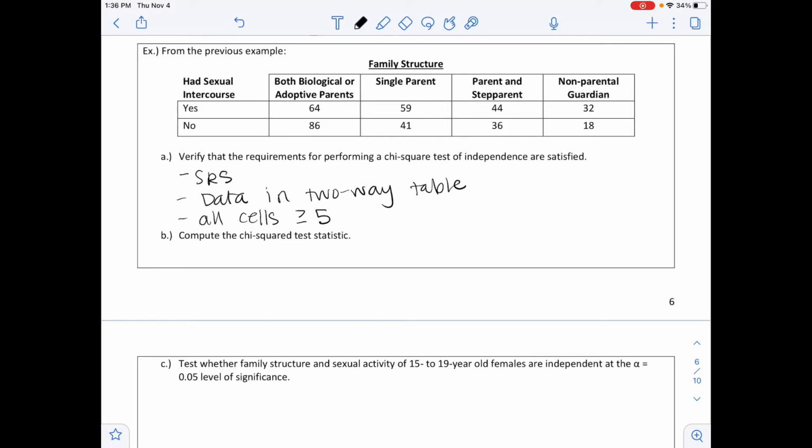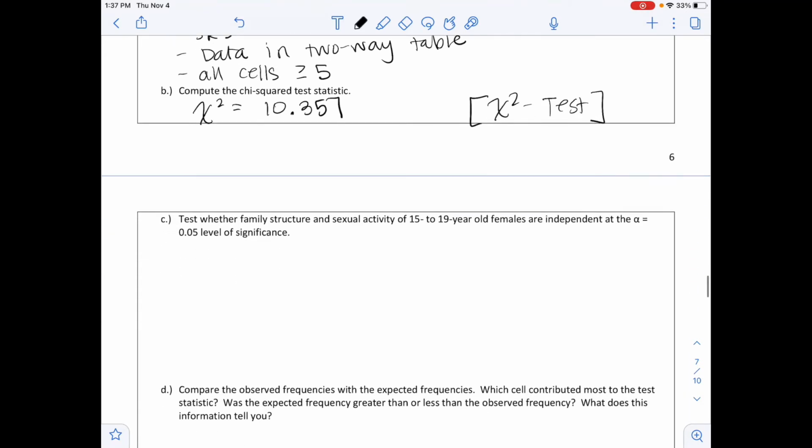So part B says to compute the chi-squared test statistic. From the calculator, we get chi-squared is equal to 10.357. And again, because we're testing for independence, we have the chi-squared test, which is what we are using. Part C is on the next page.